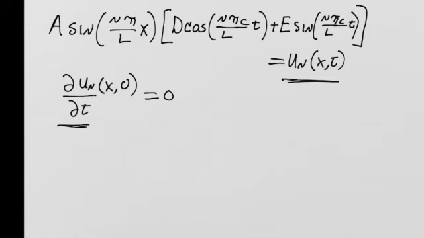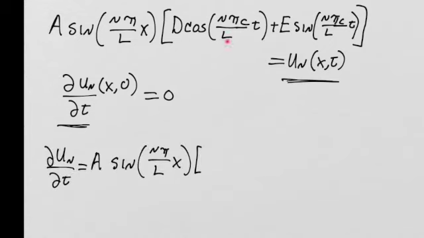So at time 0, the velocity of the string is 0. So first we take the derivative of this thing. Oh, I just noticed that I interchanged the cosine with the sine, right?